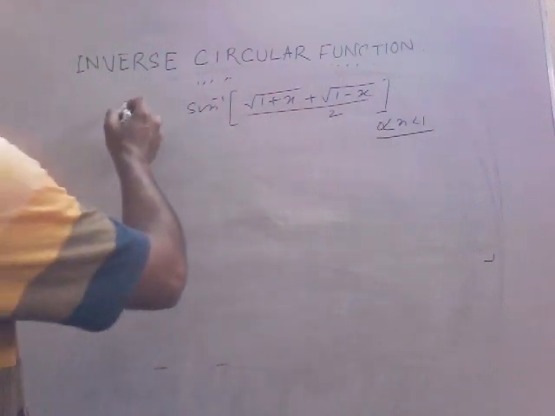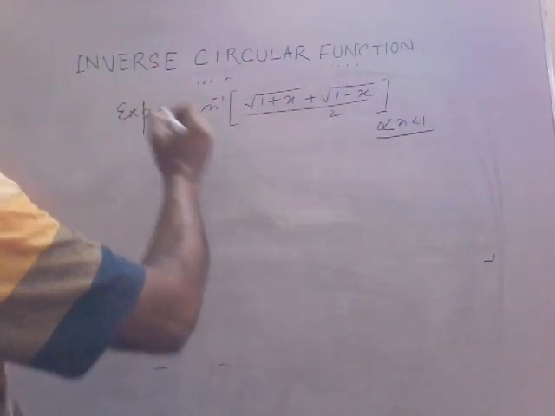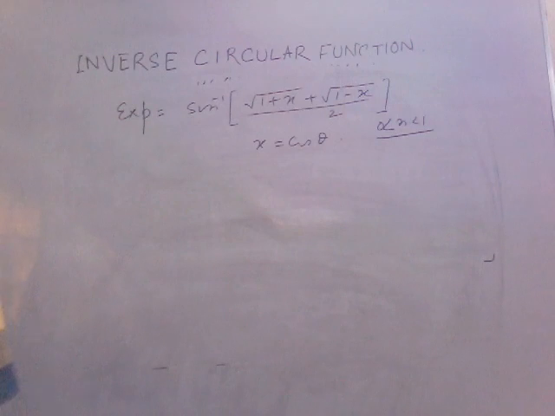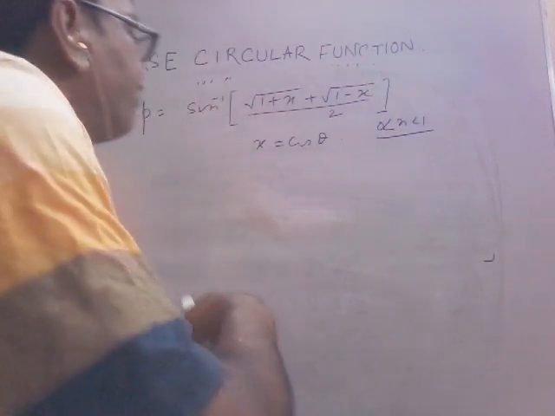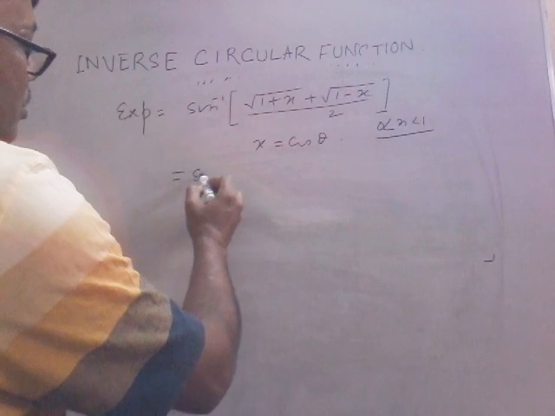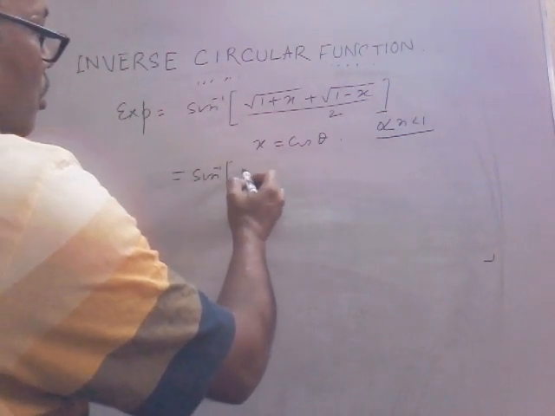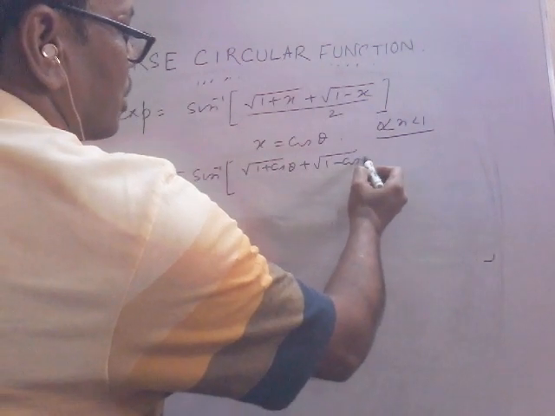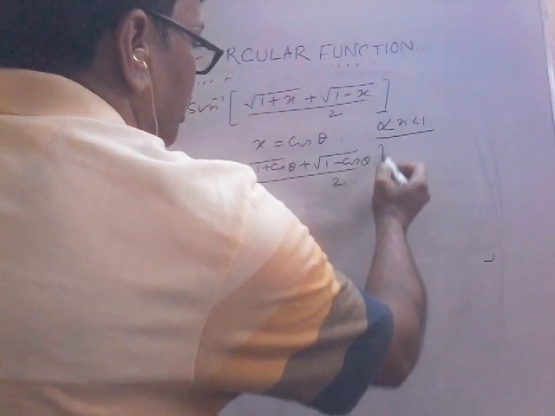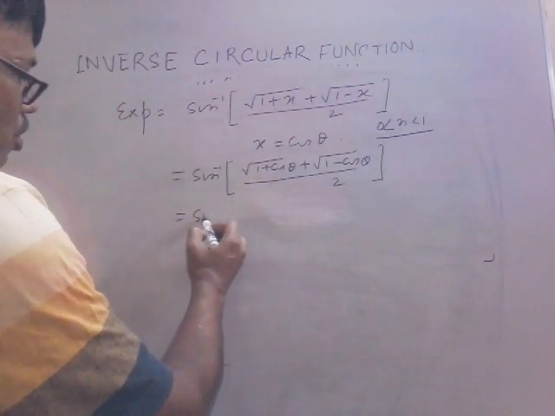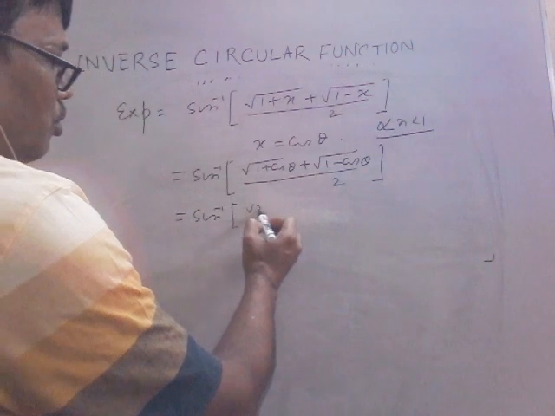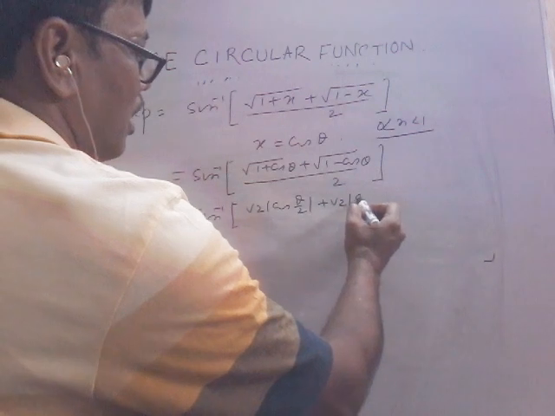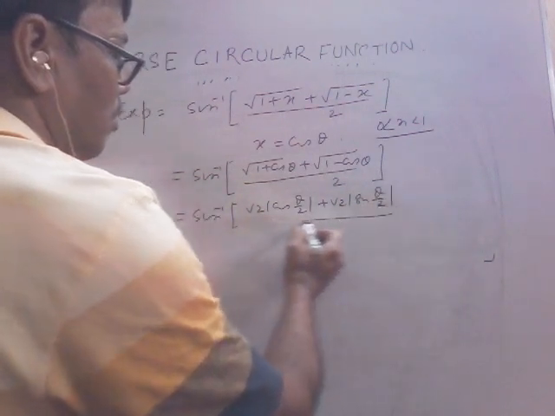What will be our transformation? Looking at the expression, a suitable transformation is x equals cos theta, or cos 2 theta as you please. Now sine inverse of root 1 plus cos theta plus root 1 minus cos theta. We have already used this formula. So omitting a step, root 2 mod cos theta by 2 plus root 2 mod sine theta by 2, all by 2.